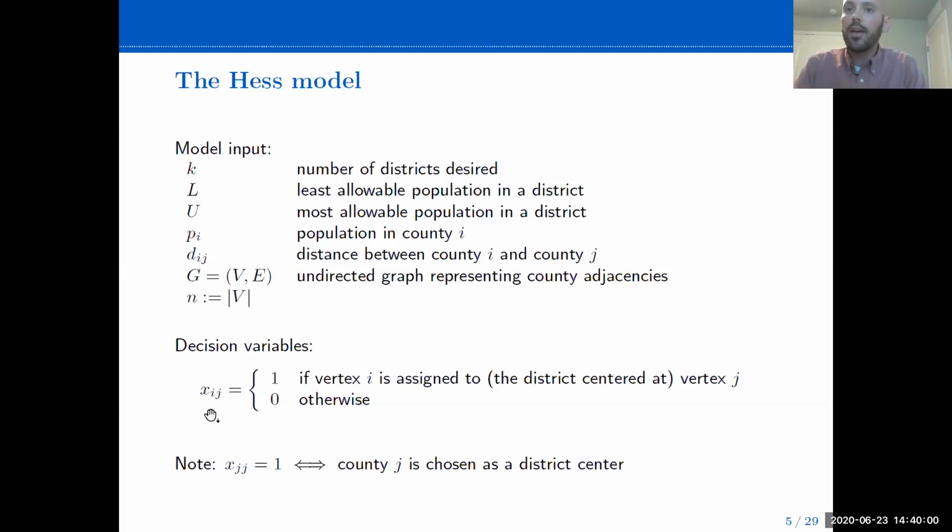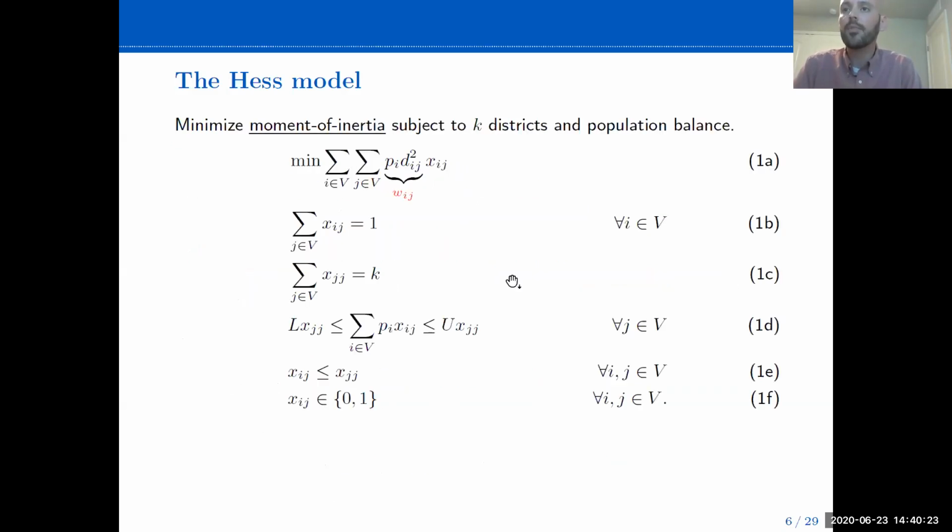And in this k-median model, we have the usual sort of variables. x_ij, which equals 1 if vertex i is assigned to the district centered at vertex j. And so the particular case where i equals j, this x_jj variable, this will tell you yes or no is a node a center of a district. Okay, so here's the model that they proposed. So here, this objective is to minimize that moment of inertia. It turns out that this coefficient, p_i d_ij squared, it's just a constant. It doesn't really matter what this is. And in the rest of the talk, I'm just going to use this w_ij to represent whatever this penalty is.